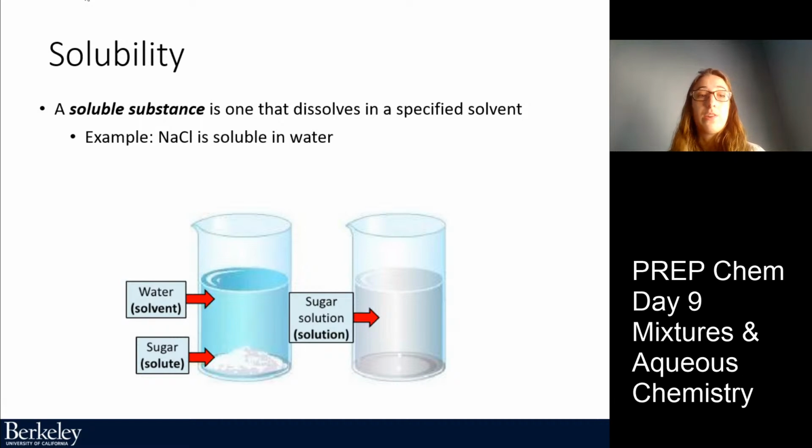So first, let's talk about solubility. A soluble substance is one that dissolves in a specified solvent. For example, if you have sodium chloride, you can mix that with water and it would dissolve and you would get a solution. In this picture here, I have a similar example where you have water, which is your solvent, and then you have sugar, which is your solute. When you mix that together, you fully dissolve the sugar in the water and you get a solution. So this would be a soluble substance because all of the sugar was able to dissolve in the water.